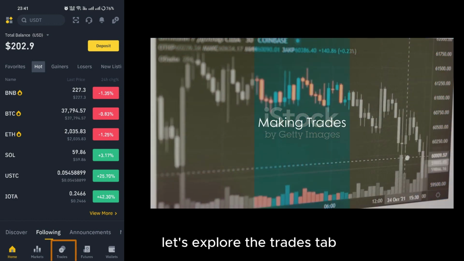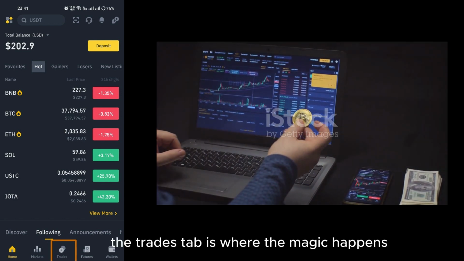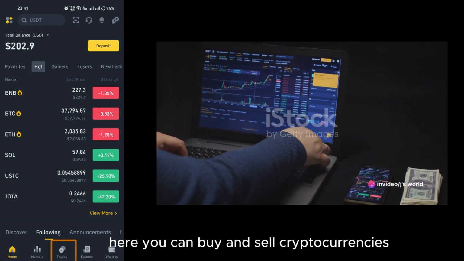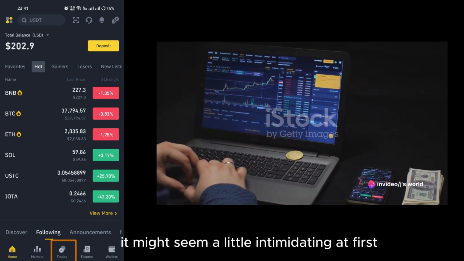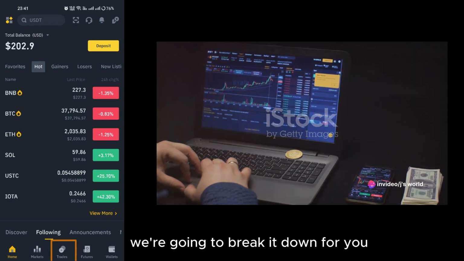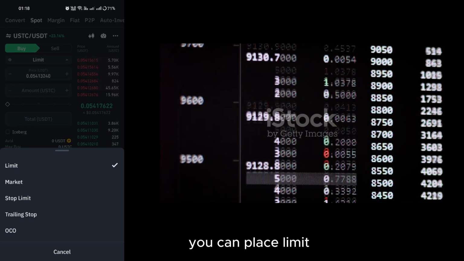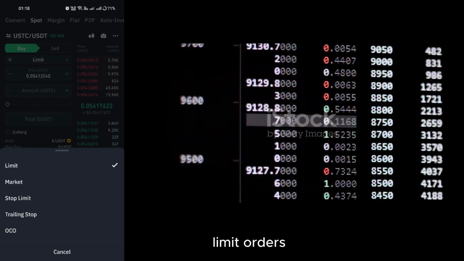Ready to trade? Let's explore the Trades tab. The Trades tab is where the magic happens. Here you can buy and sell cryptocurrencies. It might seem a little intimidating at first, but don't worry, we're going to break it down for you. First, let's talk about the 3 types of orders you can place: limit, market, and stop limit orders.